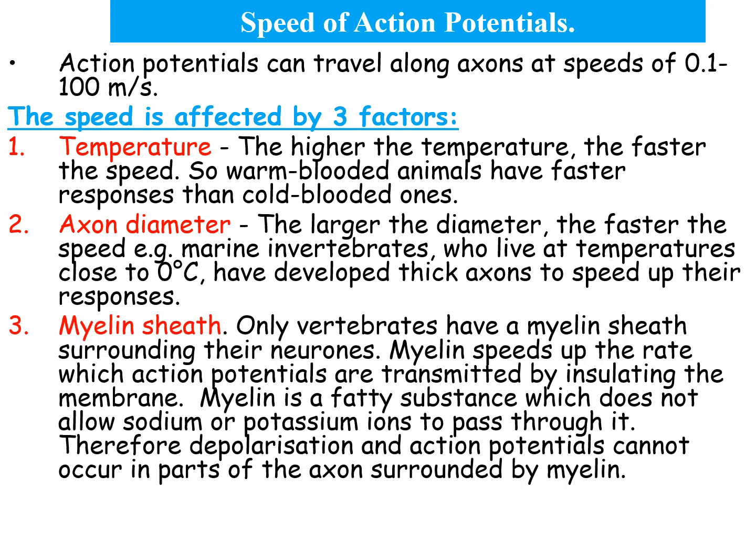Only vertebrates will have myelin sheath, and this speeds up the rate because you can do saltatory conduction, where it jumps from node of Ranvier to node of Ranvier.